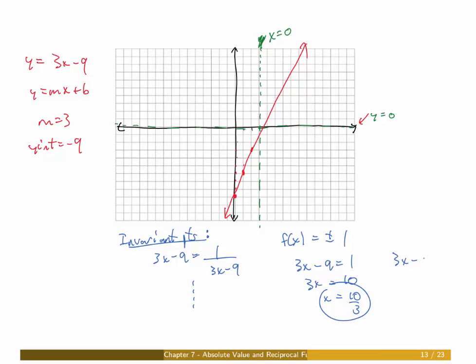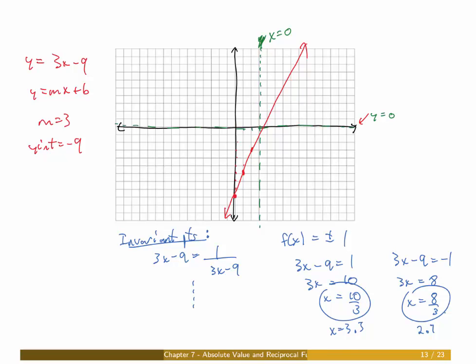And then we have 3x minus 9 equals negative 1. So we're going to have 3x equals 8 in this case. So x is going to equal 8 over 3. Let's convert this to a decimal. 10 over 3 is 3.3, and 8 divided by 3 is 2.7. Okay, so let's just plot those points.